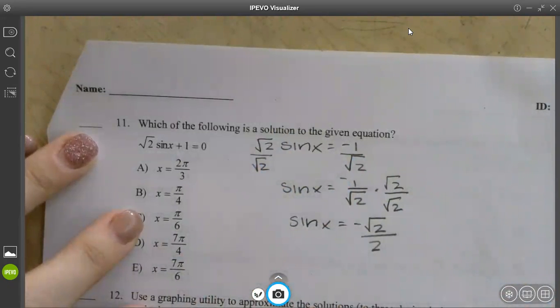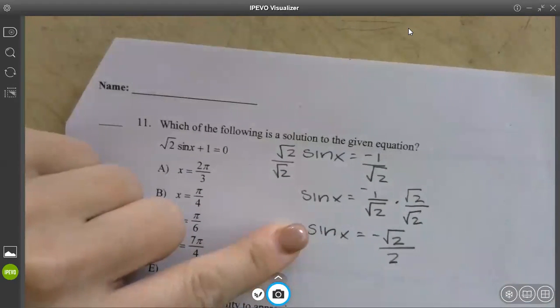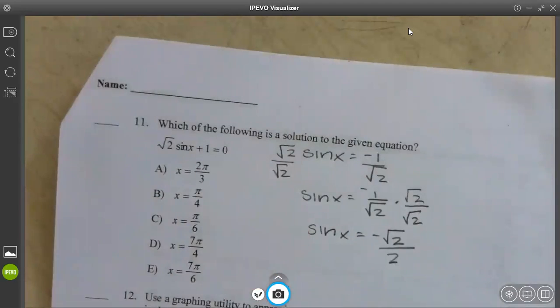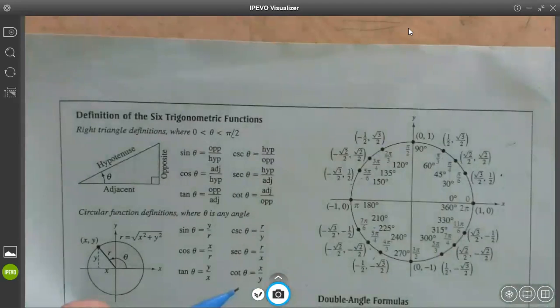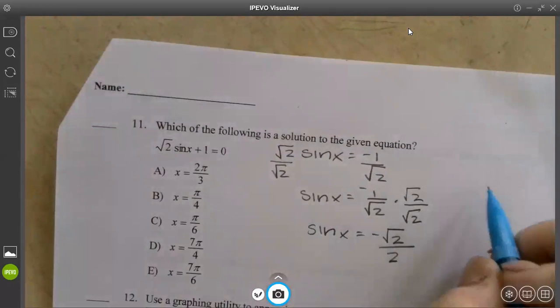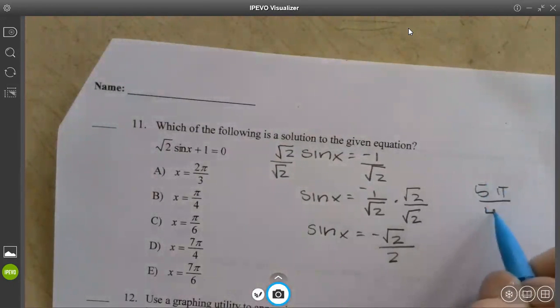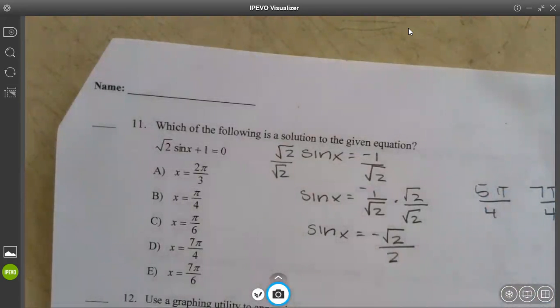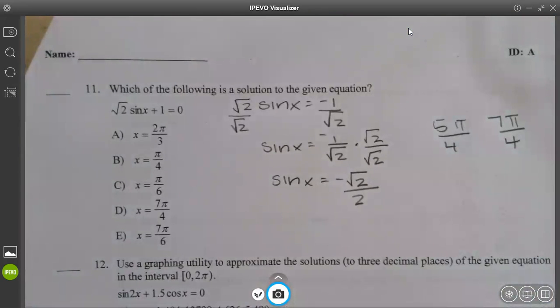All right, for sine, what are we looking for? The y coordinate is negative square root of 2 over 2. The y coordinate. 5 pi over 4 and 7 pi over 4. What's your answer?